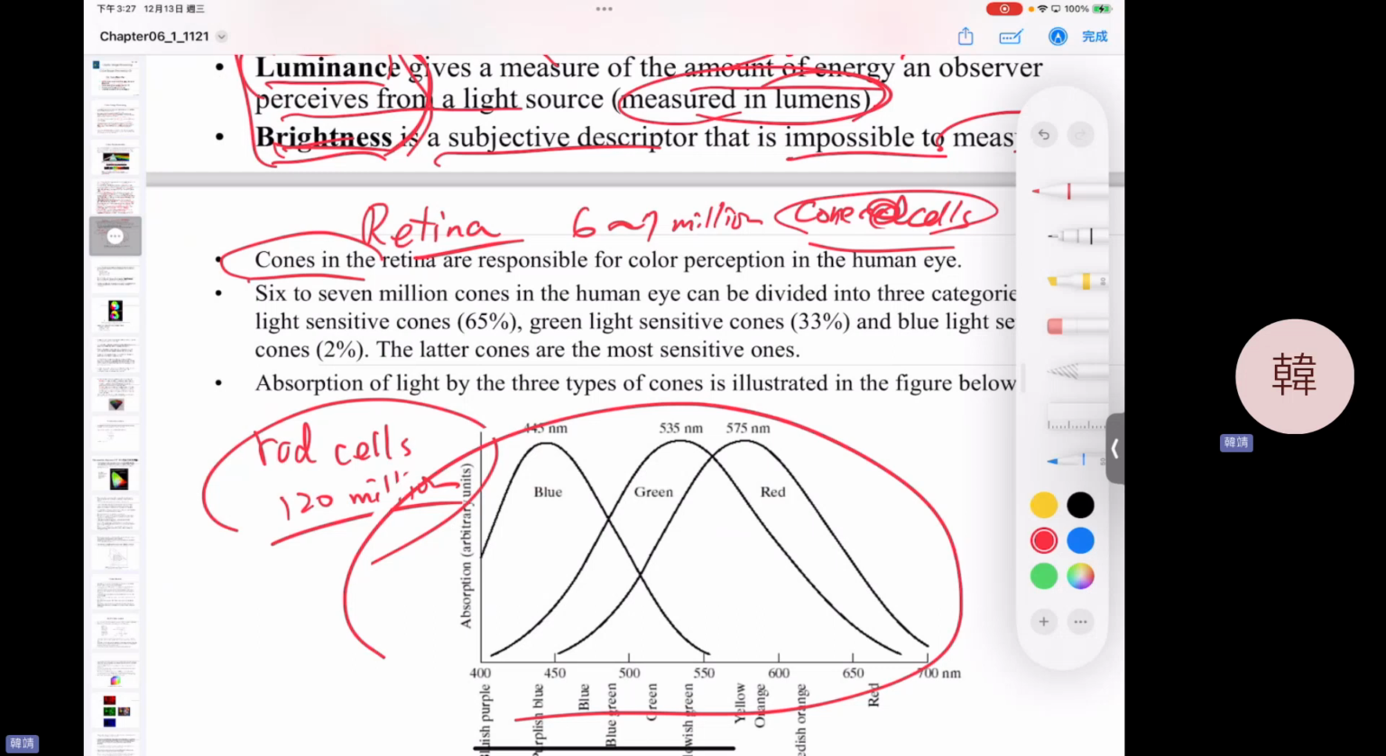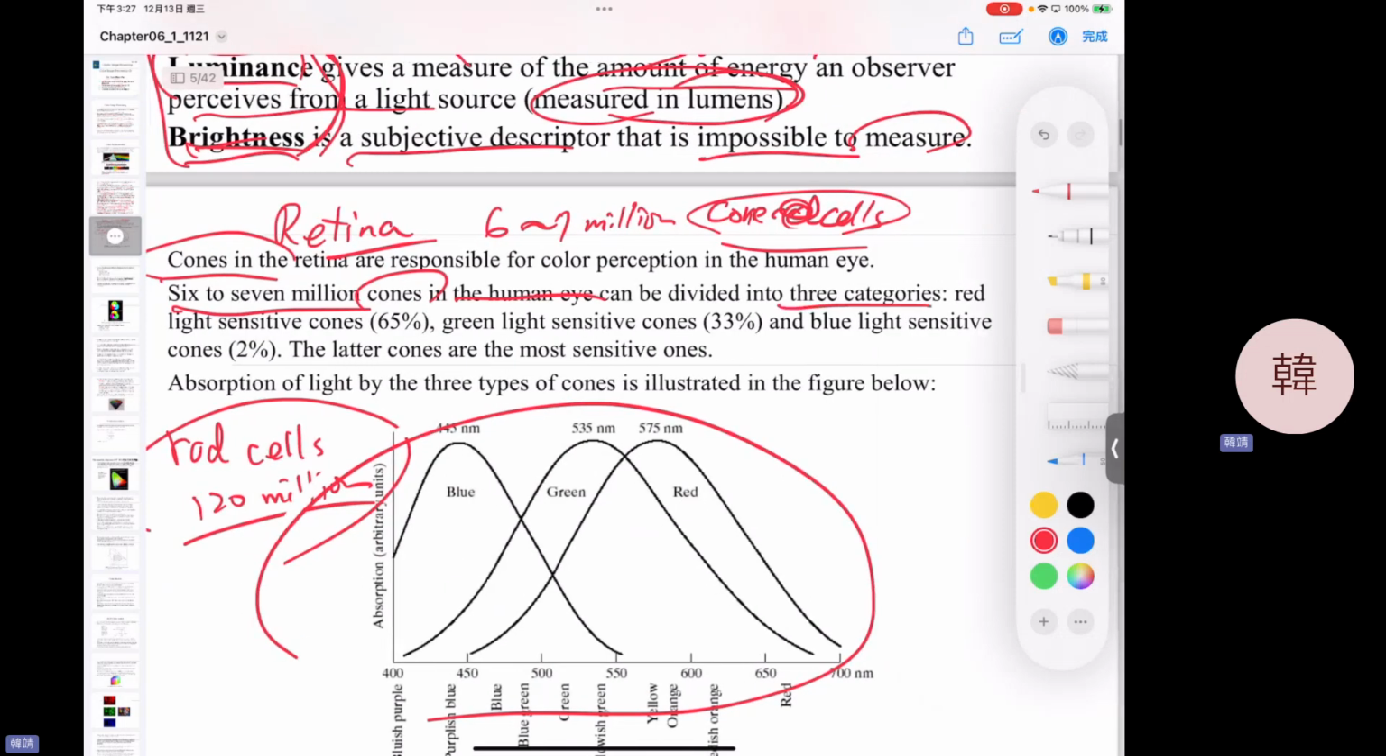For human beings, I just told you, we have 3 different types of cone cell: the red, green, blue. And for the dog, they can only tell the blue and the yellow. Their cone cells can recognize different frequencies of the light wave. And 60 million to 70 million cones in the human eye can be divided into these 3 different categories. We just said red sensitive has the higher percentage of the cone cells in your retina, and green only 33%, and for the blue only 2%. Okay, so the latter one is the most sensitive.